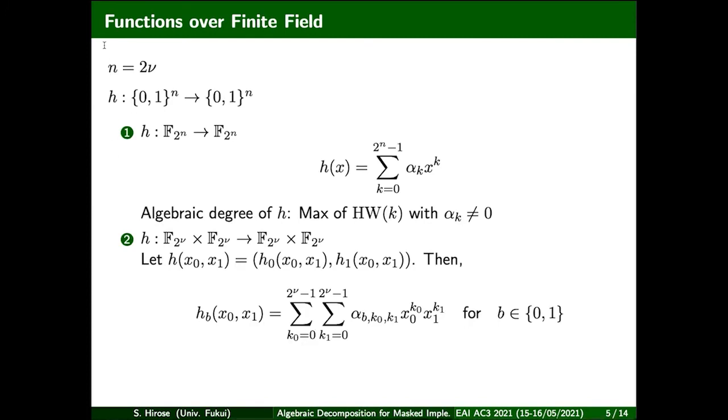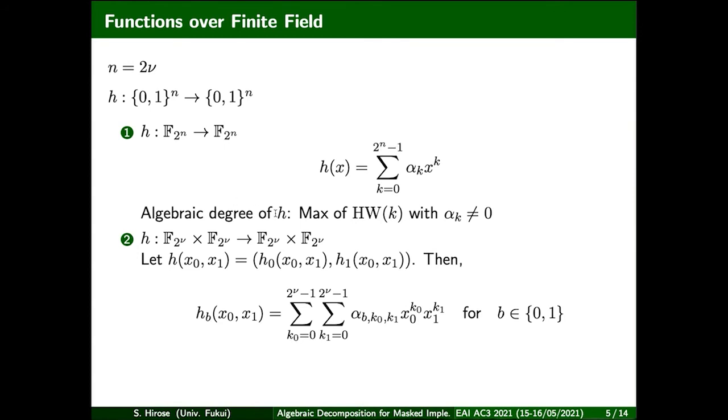Okay, before going to the details of our proposed method, let me introduce some definitions. This page shows functions of a finite field. In this talk, n is assumed to be an even integer, and n is equal to 2 times nu. And h is a function with n-bit input and n-bit output. Then h can be regarded as a function of GF(2^n). Then h can be represented by this polynomial. And for this polynomial, the exponent k is an integer from 0 to 2^n minus 1.